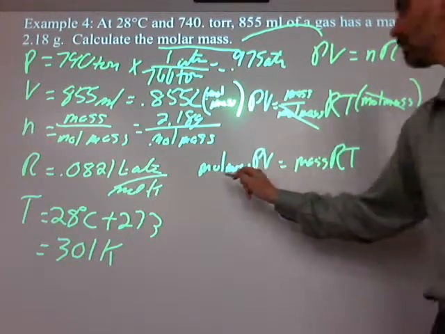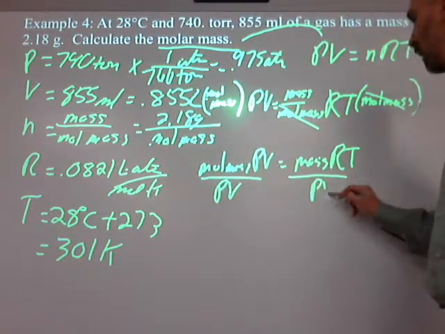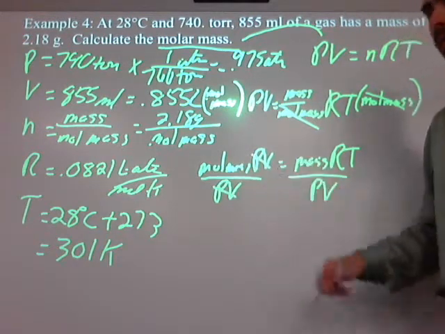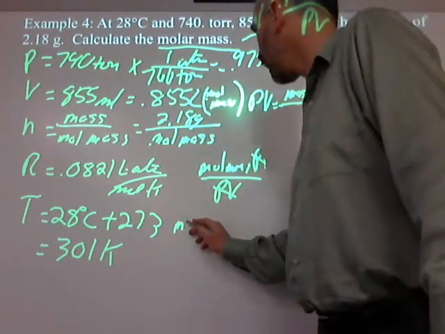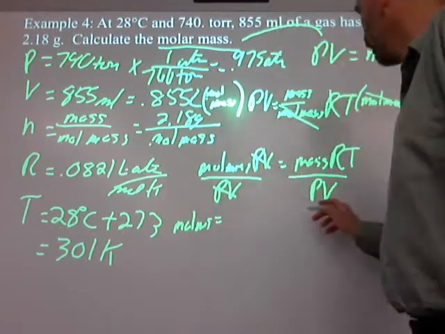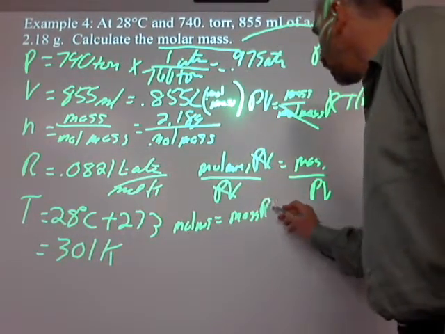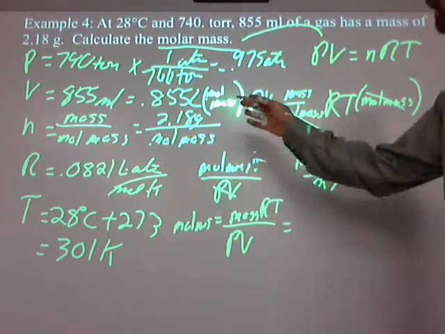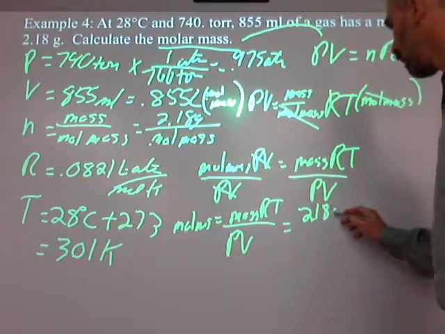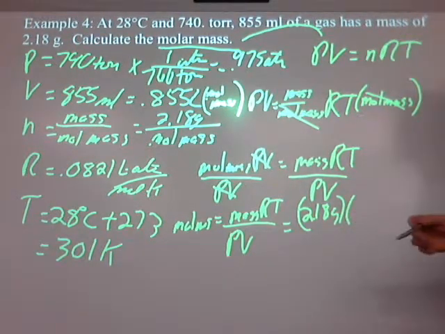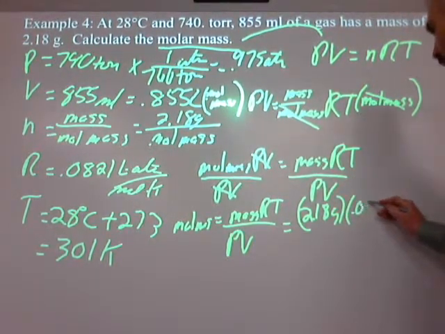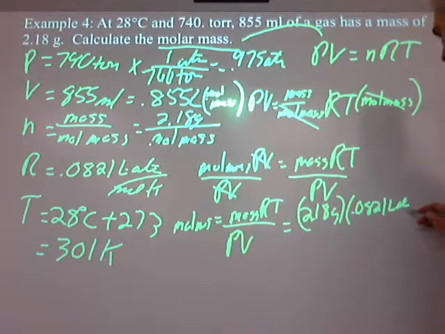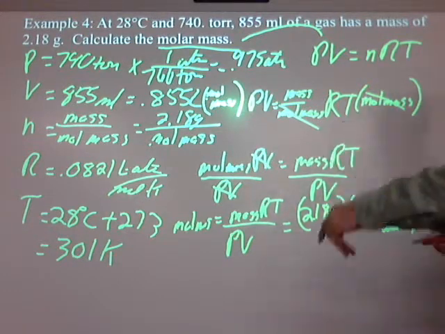What do I do to both sides now? Divide by PV, right? And that will make molar mass equals mass RT over PV. I can plug all those guys in. My mass is 2.18 grams. By the way, watch what happens when I keep my units for this. I'm running out of room on the board here, but I think I can do it. R is 0.0821 liter atmospheres per mole Kelvin, and T is 301 Kelvin.